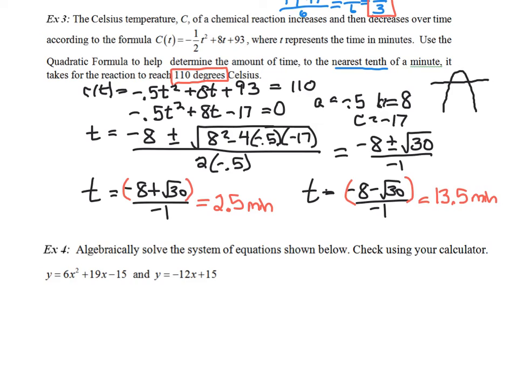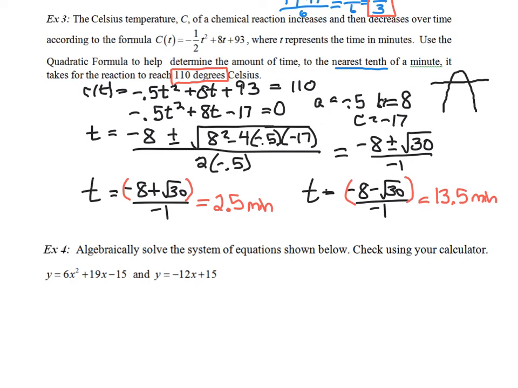So when I found the decimal approximations, I got 2.5 minutes and 13.5 minutes. So I can clearly see that as the temperature is rising, at time 2.5, it's going to hit a temperature of 110. Then it's going to start coming back down again and again hit a temperature of 110 at 13.5 minutes.